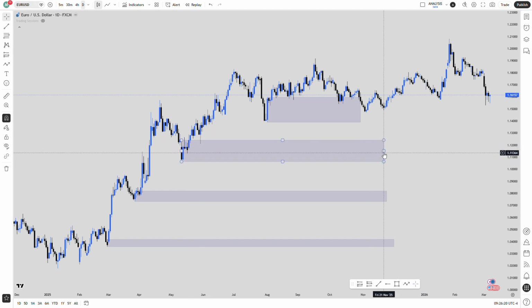So it means that price has already tapped into this zone. There are rules I will give you concerning the valid order blocks to use and the ones to avoid. Order blocks like this can be avoided. Why? Because it has already been tapped into.